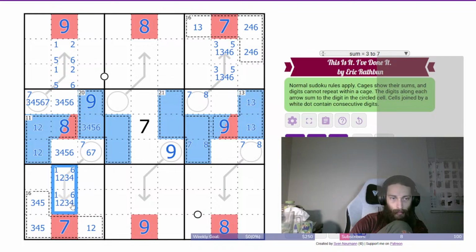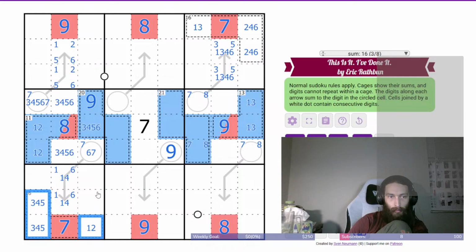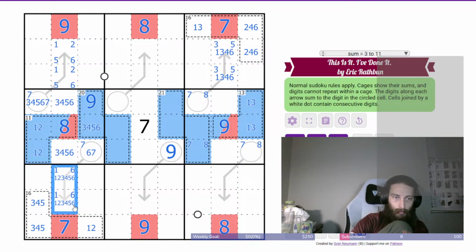Because 1, 2, 3, 4. 2 and 3 is ruled out by the fact that this has to be a 3. And then 1 and 4 would make this a 2, and this a 3, 5. But 3 and 5 is 8, and 2 is 10. So that makes this 1 through 6. 3 is ruled out.